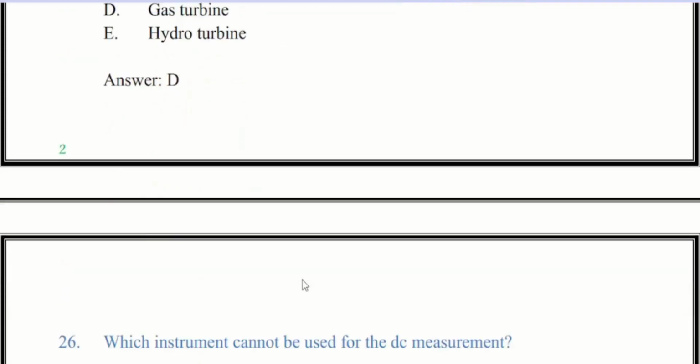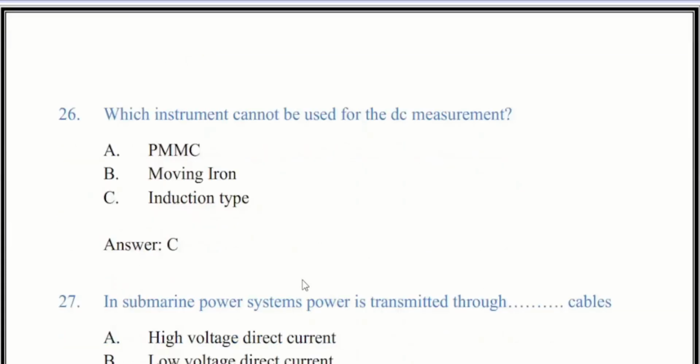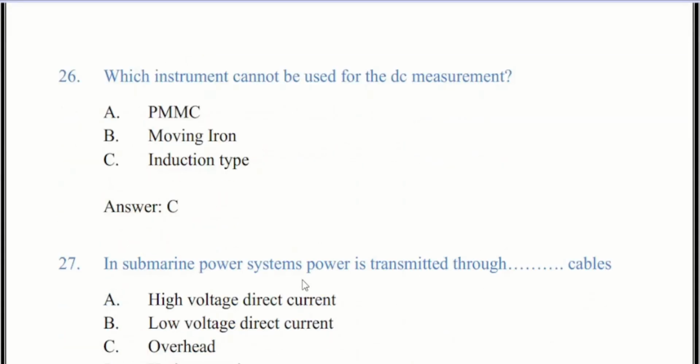Now we come to question number 26. Which instrument cannot be used for DC measurement? There are three options. The correct answer is C, induction type. The induction type meter cannot measure direct current. It only measures power in alternating current circuits.